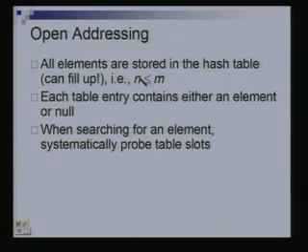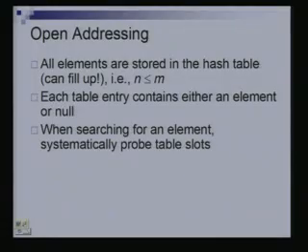This was not a requirement for my chaining technique. I could have the number of elements as larger than the size of the table, because there the elements were not residing in the table, they were residing in these nodes which were part of linked lists. So, each entry of the table is now either going to contain an element or it is going to be null, which means that it does not have any element in it. And when we are searching or inserting or deleting, we have to probe the elements of the table in a suitable manner, and I will come to what this means in a second.